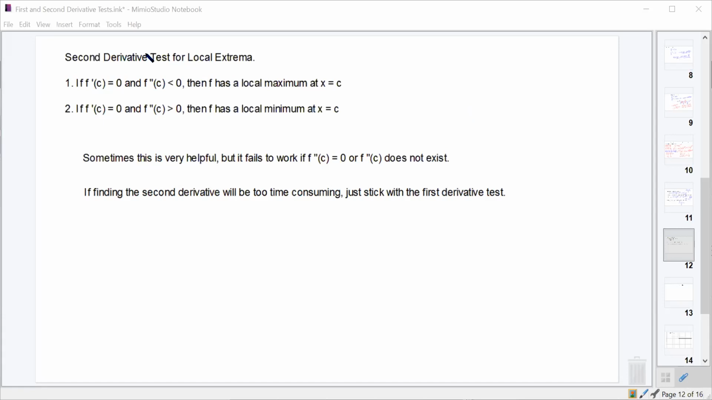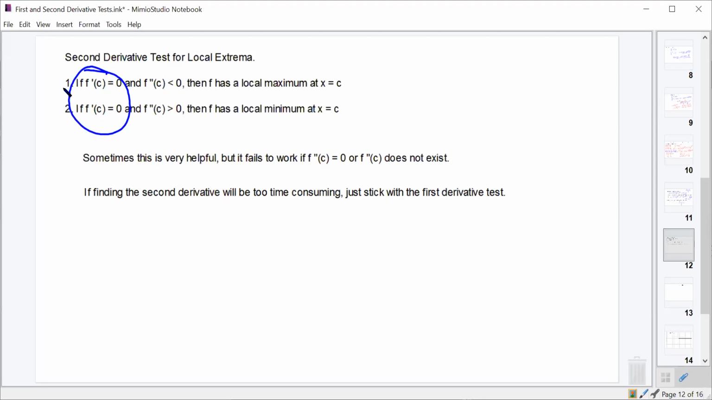So we have what's called a second derivative test also. The second derivative can also help us find if something has a maximum or a minimum at a critical value, but only at a critical value where the derivative is equal to 0. So not a place where the derivative is undefined.